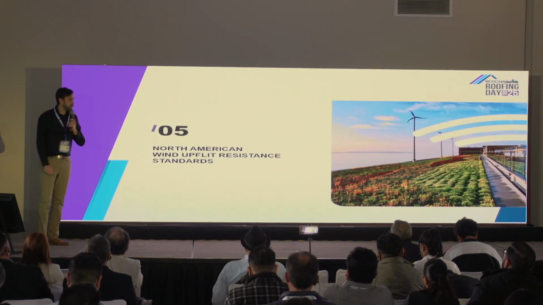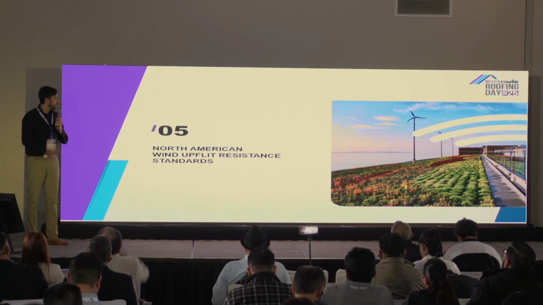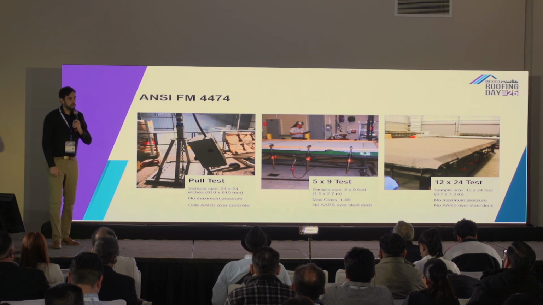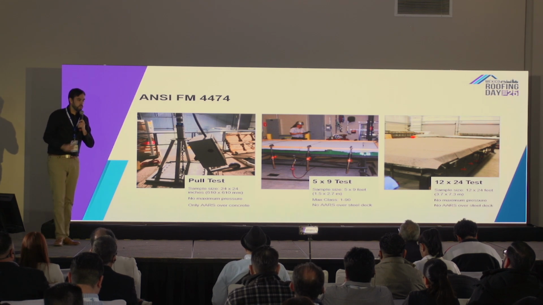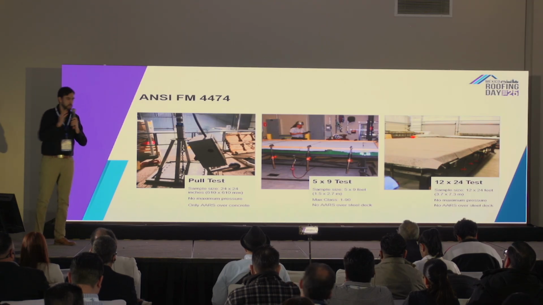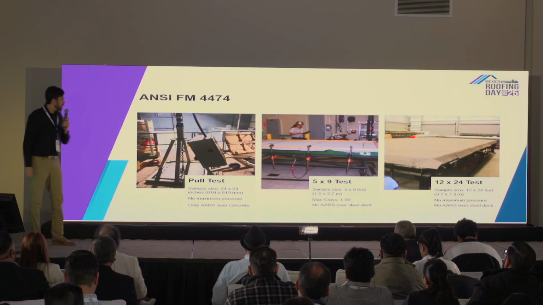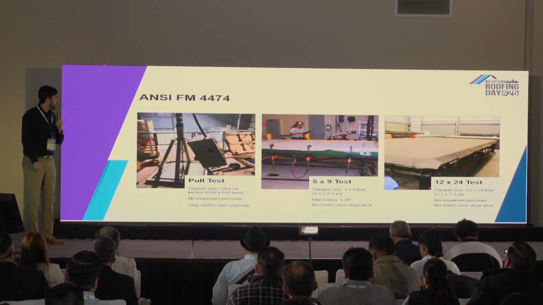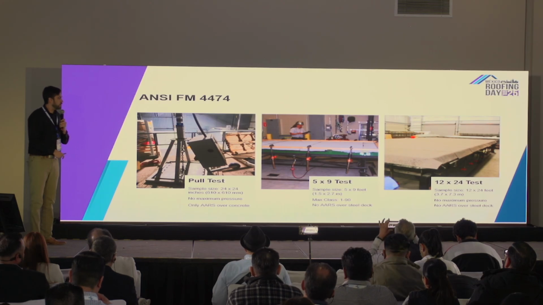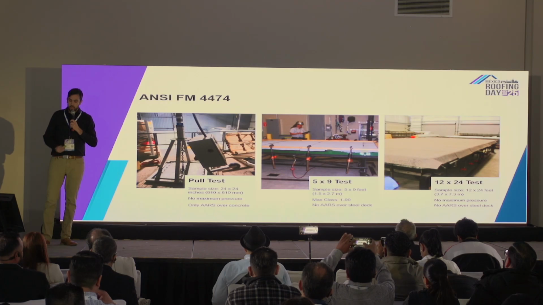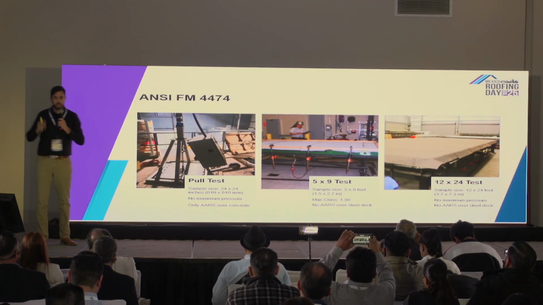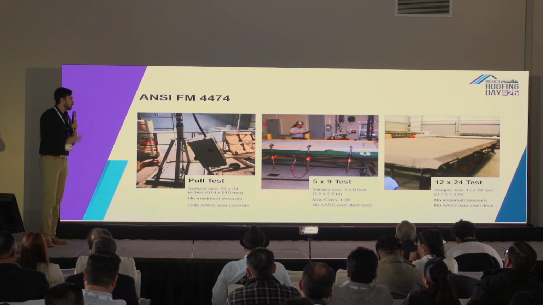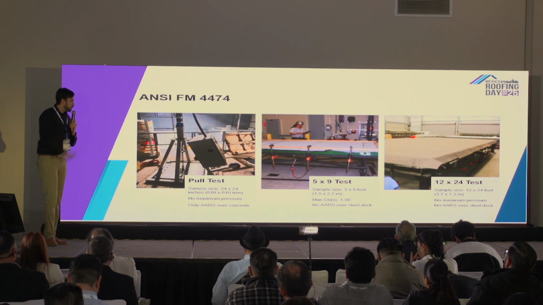So what are the standards according to North America? You're gonna have the first one, which is FM 4474. You've seen those numbers before, but 4474 is especially for the wind uplift testing. So under that standard, you're gonna have 3 tests. So in order to get a rating, you're gonna go in one of those 3 tests. The first one is the pull test, which is a 600 by 600 millimeter sample size. There is no limit pressure to get a rating with that test.